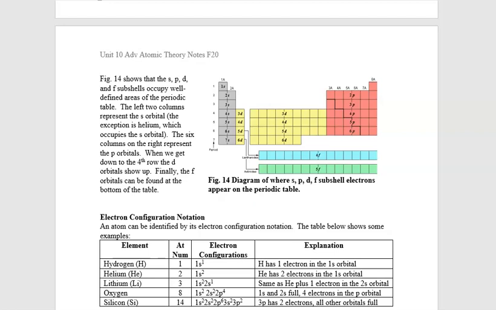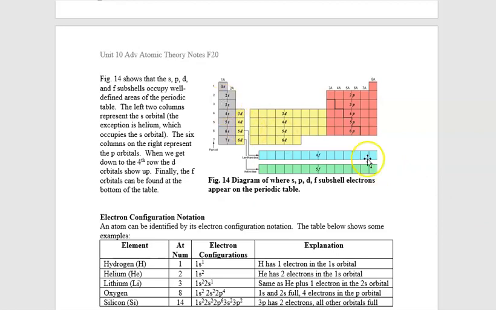And the orbitals always fill up in exactly the order of s, p, d, f. So you have to memorize that sequence: s, p, d, f. The s orbital fills up first in a particular row, then the p orbital, then the d orbital, and then finally the f orbital, if it even has an f orbital. Only the really lower elements have an f orbital. All right, so that's where these are located.